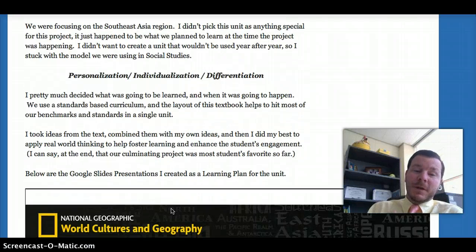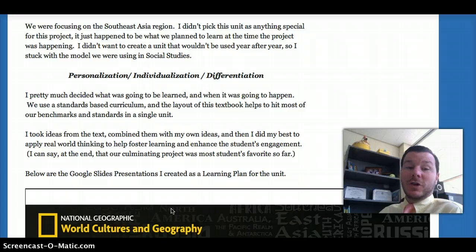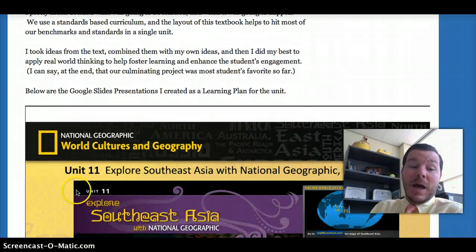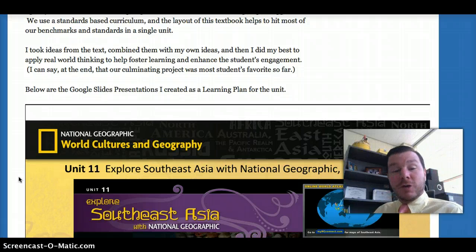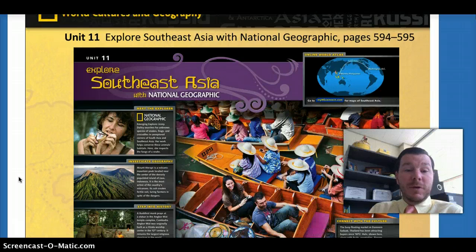The first thing we had to look at was personalization, individualization, and differentiation. Basically, this was who was in charge and who controlled the learning. Well, being a fifth grade teacher, we use a sixth, seventh, and eighth grade textbook, so I kind of take control of the unit plan and what we should do.